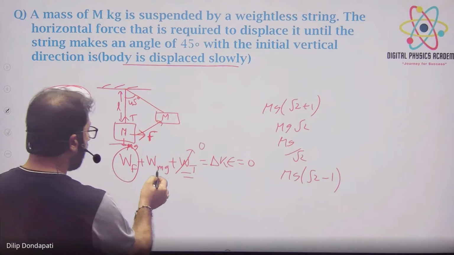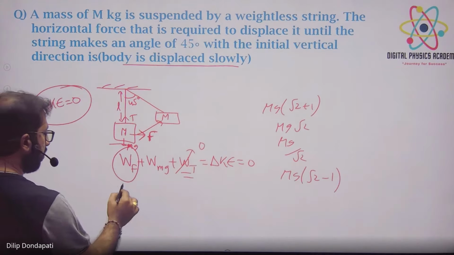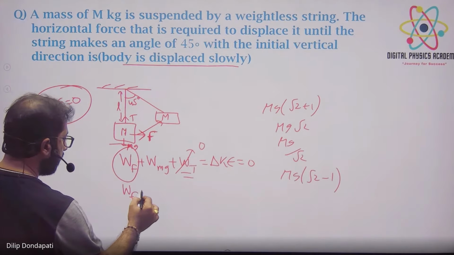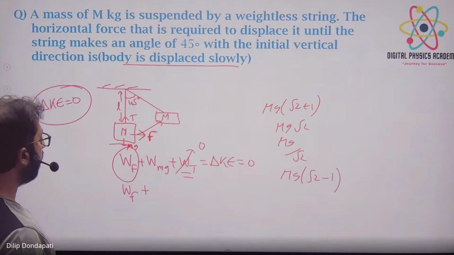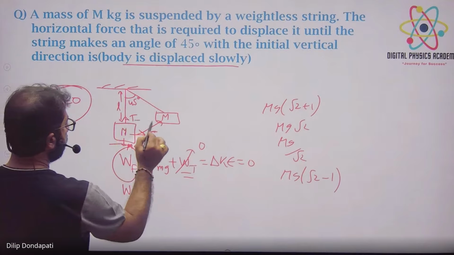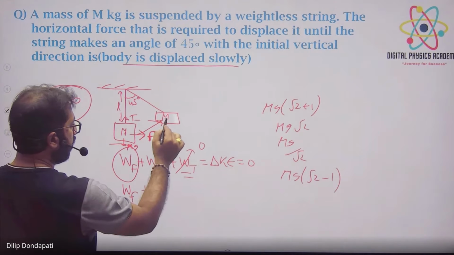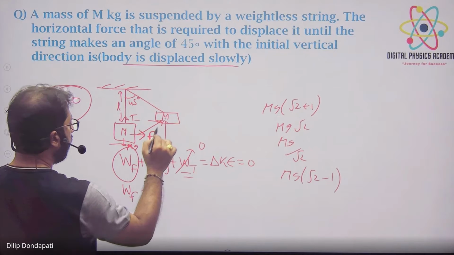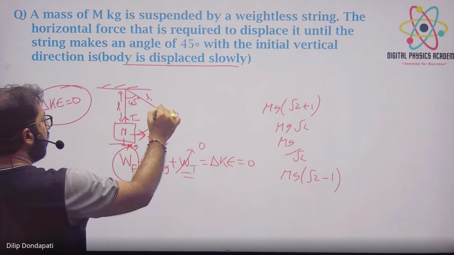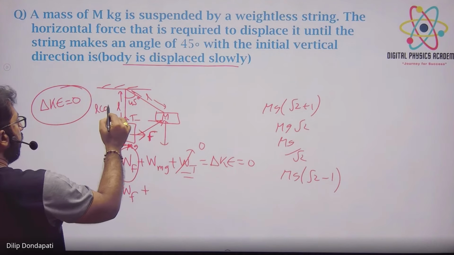Now there is only one thing, the work done by mg. Tell me, how will the work done by mg come? See, take the vertical height. From here to this is the initial position, this is the final position, right? So what is the vertical height? Look, this is L, right? L cos 45.